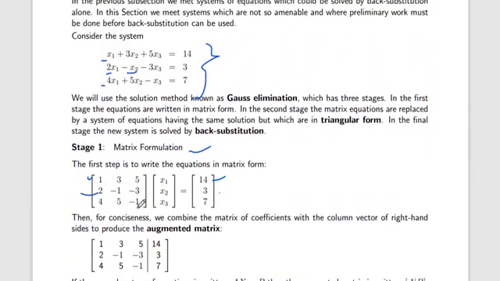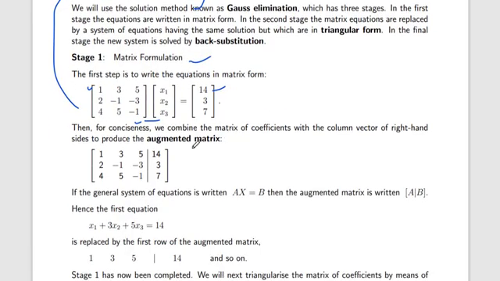If you solve this matrix multiplication, you always get the linear equation as an answer. Why? Because taking the first row and first column, x1 into 1, x2 into 3, and x3 into 5 is equal to 14. So we get the first equation. You can also transfer this back into a linear equation.